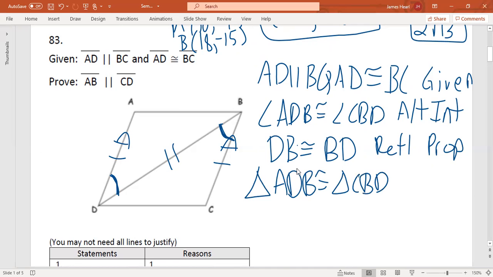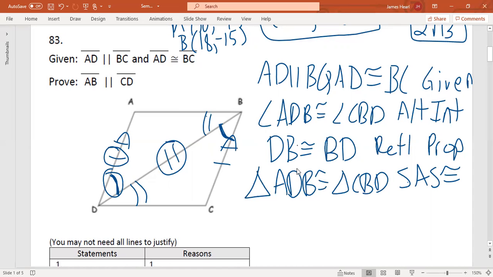And the question is, what have we built in the picture? We had the side from given, the angle that we got from alternate interior, and the side that we got from reflexive. This is side angle side congruency. Now that that's taken care of, I can build the other set of lines. I can always argue the bottom angle and the top angle up here have to match now, because that's going to be a corresponding part.